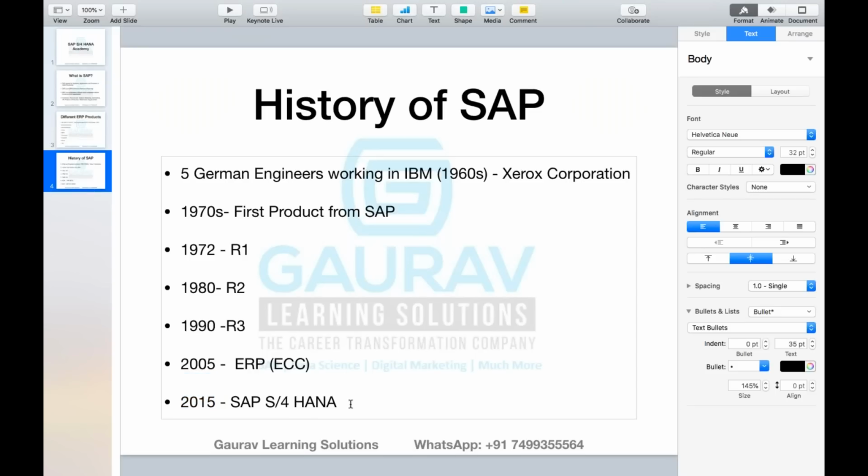But going forward, any company implementing SAP will never go for ECC or R3. Most of the projects running today are SAP S4 HANA implementation projects or SAP S4 HANA conversion projects. Only support projects are running ECC and R3. All the implementations and upgradations are happening on SAP S4 HANA.